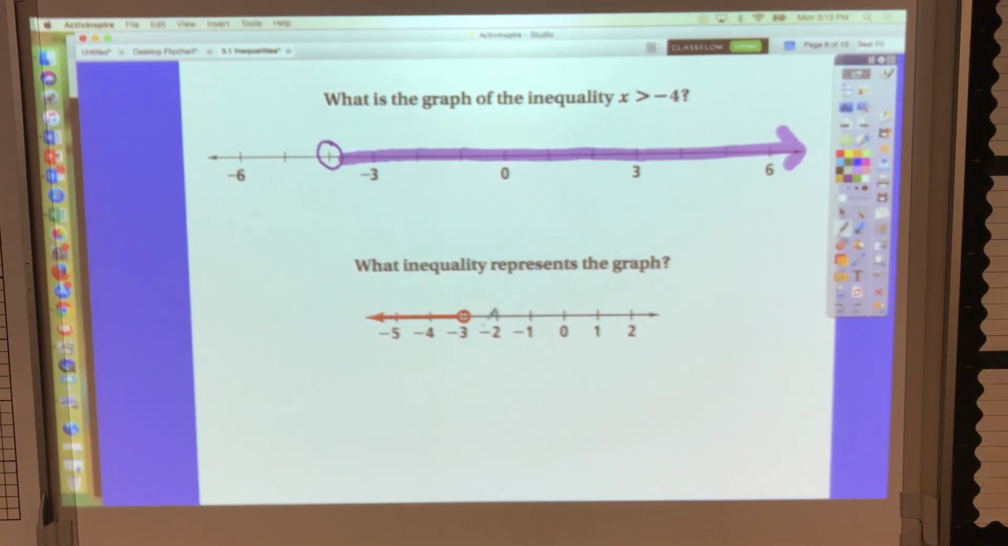So down here, my number is again on an open circle, so that means it has to be greater than or less than. And if I look at this, -4 is less than -3, so x has to be less than -3. It's not or equal to because it's not a filled-in circle.